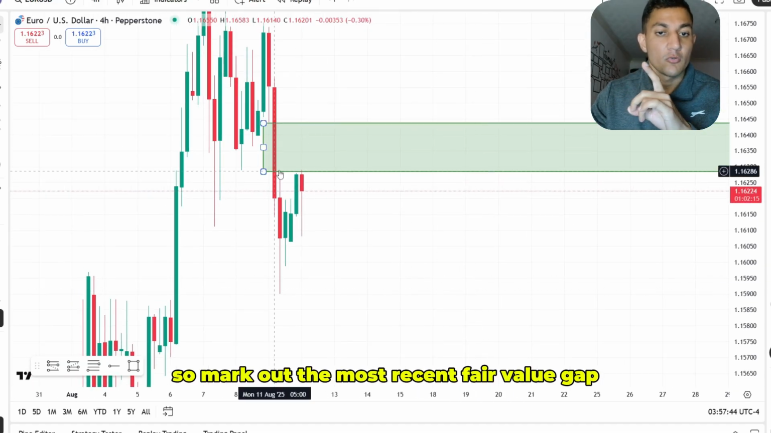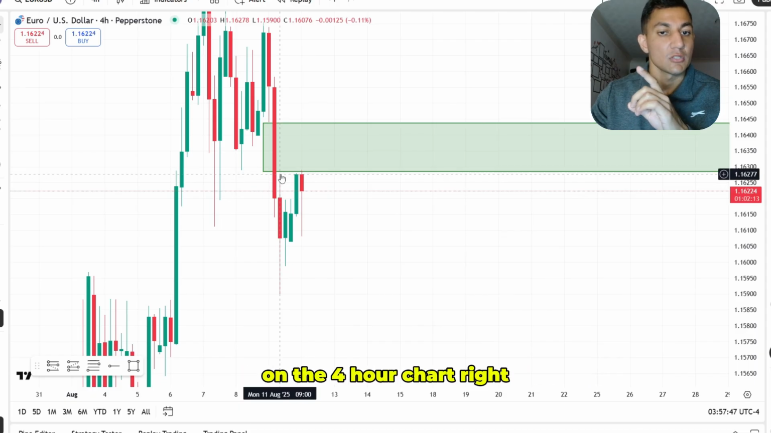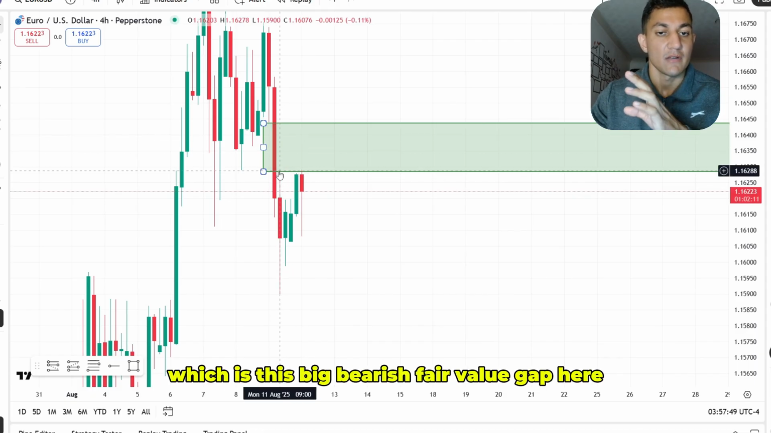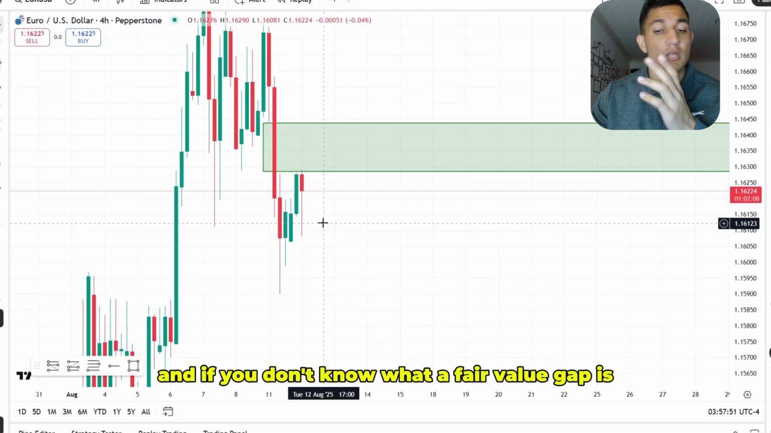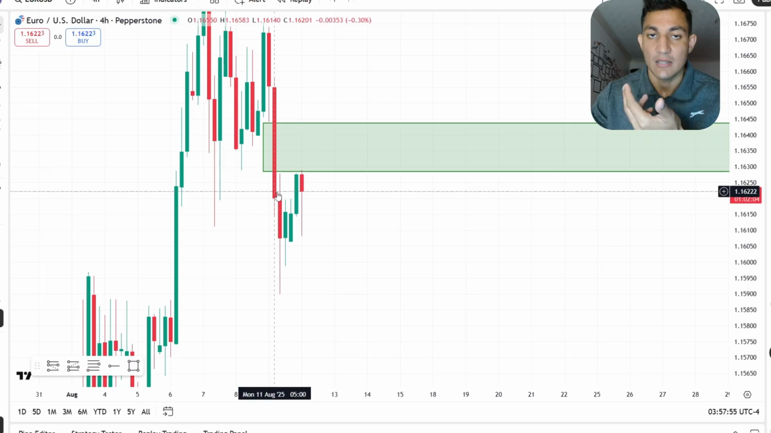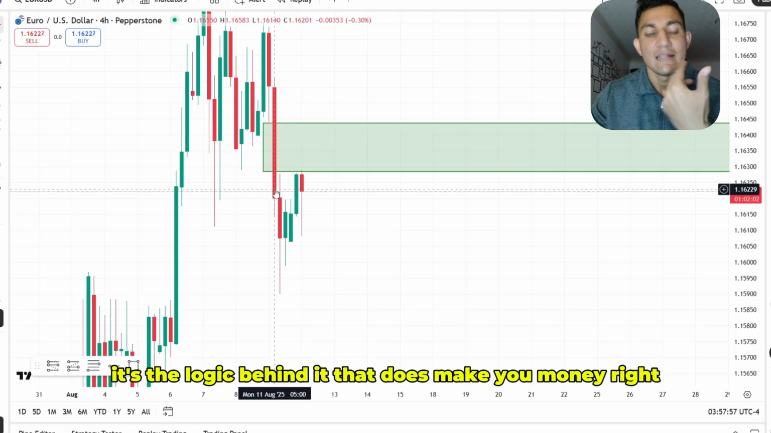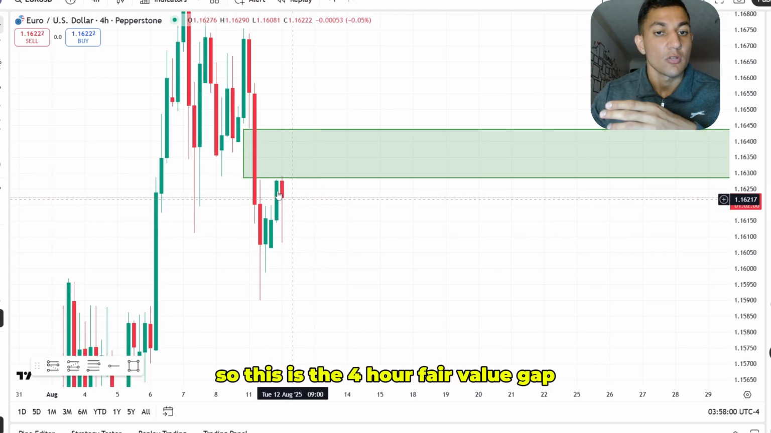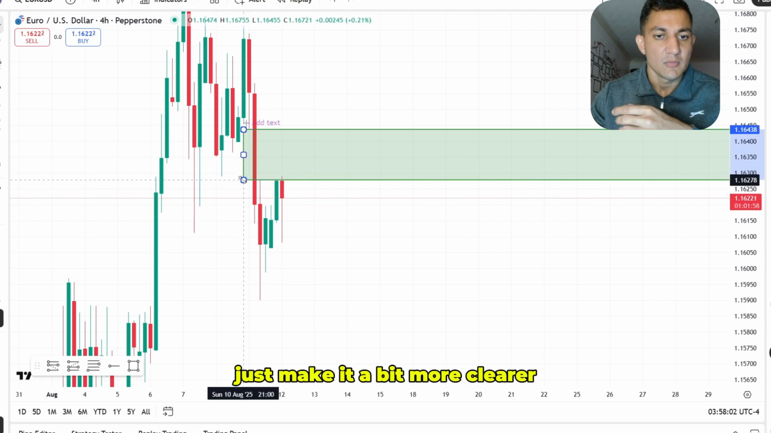So mark out the most recent fair value gap on the 4-hour chart, right? Which is this big bearish fair value gap here. And if you don't know what a fair value gap is, go look at this picture on screen now. It's a very simple pattern. Now, fair value gap itself doesn't make you money. It's the logic behind it that does make you money, right? So this is the 4-hour fair value gap. Just make it a bit more clear.